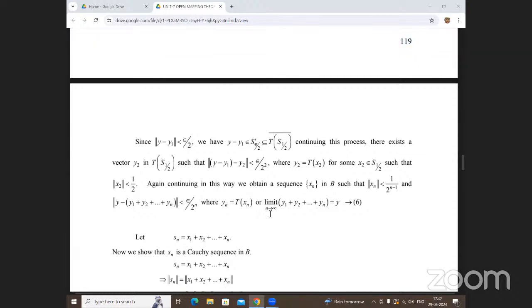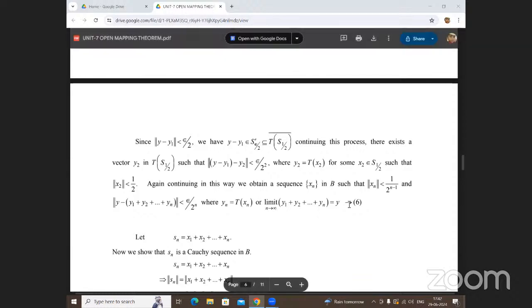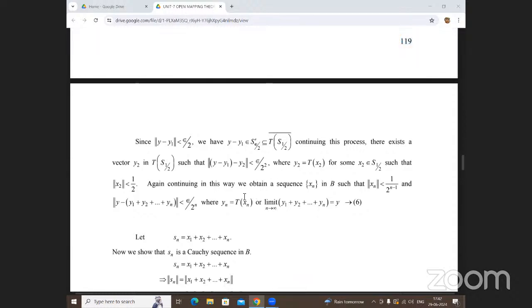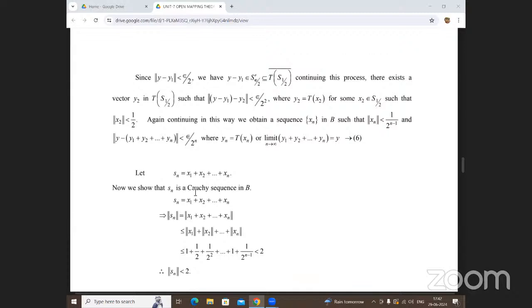Now the limit, which is also represented as the limit as n tends to infinity of y1 plus y2 plus so on plus yn, is the limit point of those sequences, say y, because that is the convergence point. What is the meaning of this? The sum of the n terms, that is the partial sum sequence, is called a series. That series is denoted by Sn.